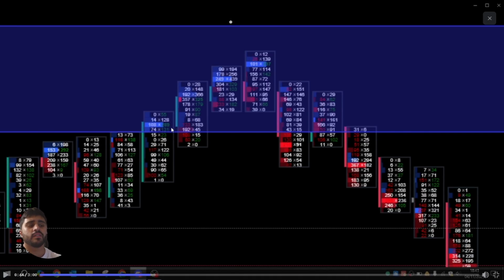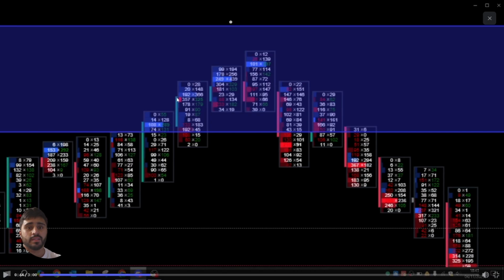So what that means is the aggressive buyers hitting the ask, so the right hand side, massively outweigh the number of aggressive sellers hitting the left hand side. So here we have aggressive buyers, right? Buyers are being aggressive, they're driving price up inside of this key level.